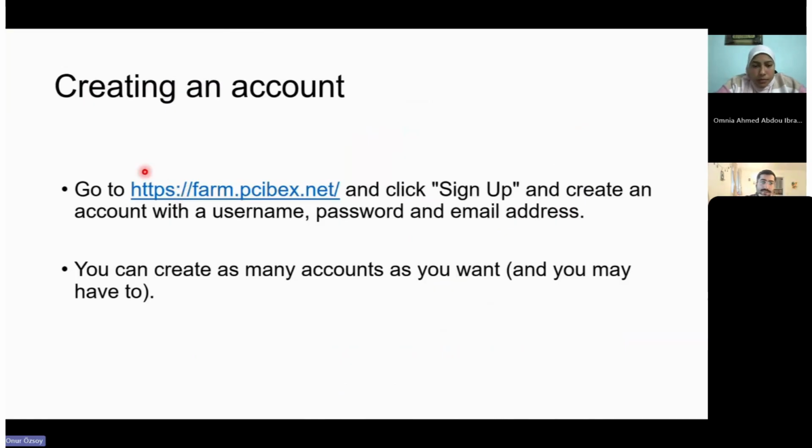Using webcam-based eye tracking in PCIbex is as easy as just creating an account on the PCIbex farm, and you can create as many accounts as you want, even with the same email address, I think. You may also have to create many accounts, because if you have many experiments in one account, your account will be full. The storage room will be used, so you might have to create a new account, but that's completely fine. I have like 12 accounts.